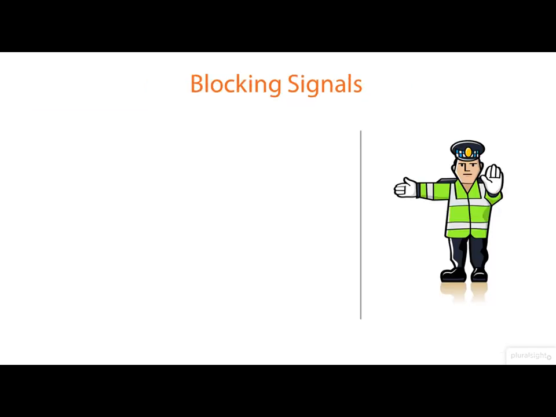Remember that we said that signals are delivered asynchronously. They can occur at any time. But it may be that we don't want to be interrupted in this way. Perhaps we need to ensure that we can complete an update on some critical data structure. If that's the case, we can set the process's signal mask, which is basically a set of signals that are currently blocked from delivery.